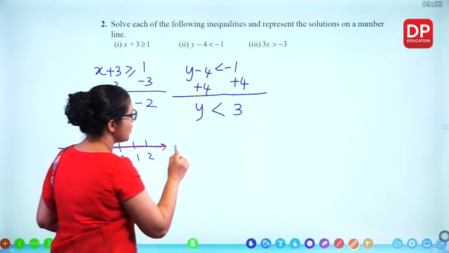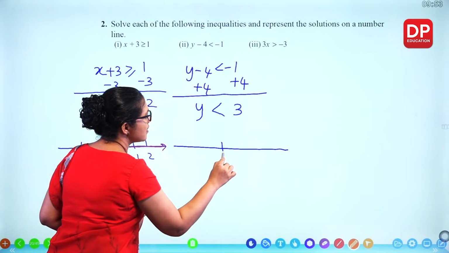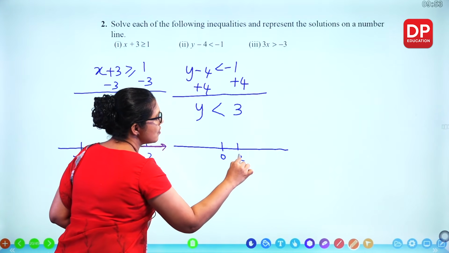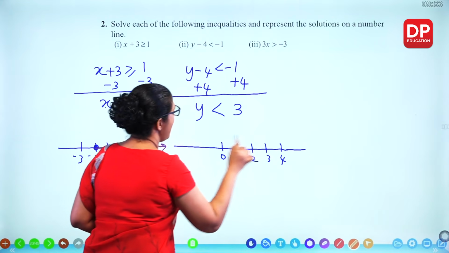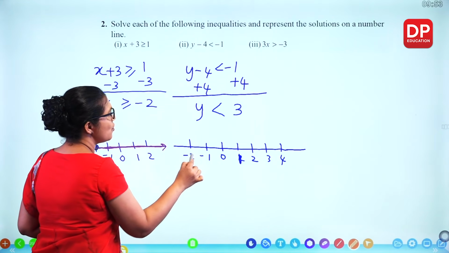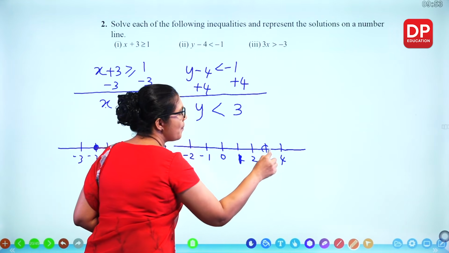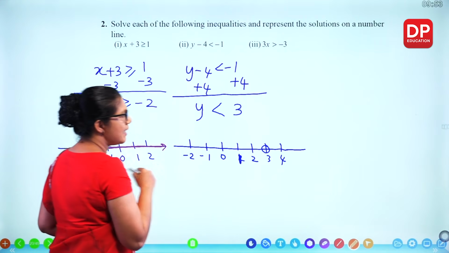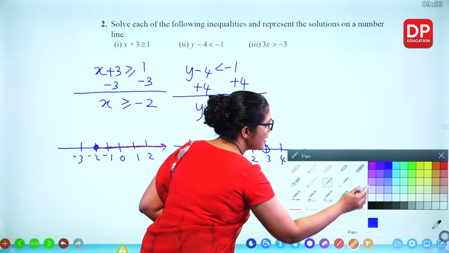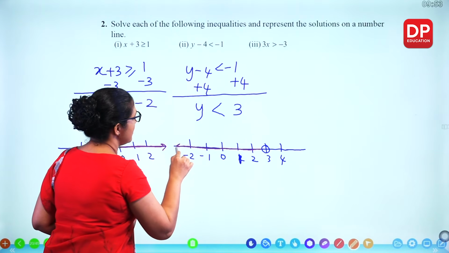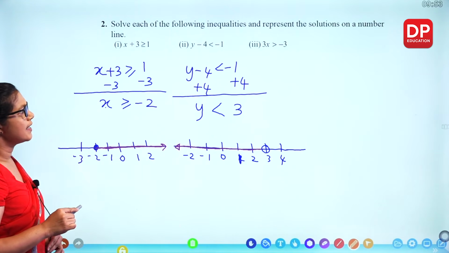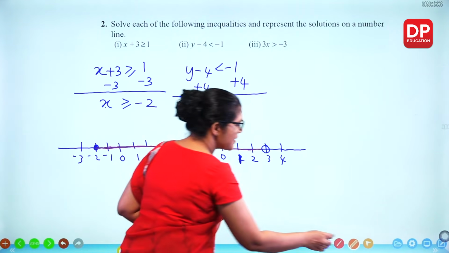So how can I draw this one? So I can mark 0, 1, 2, 3, 4 like that. And then minus 1, minus 2, 3 with an open circle. And then less than 3. So less than 3 means towards left side.